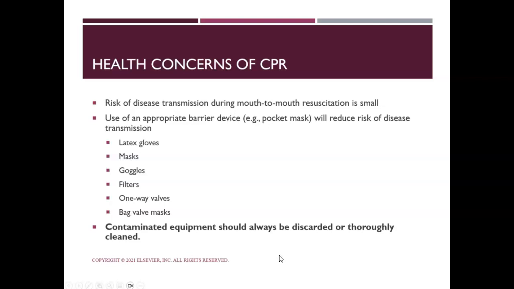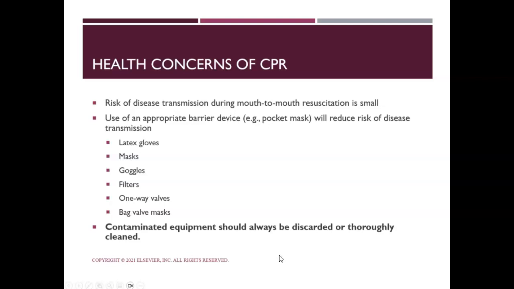So putting filters on your bags is another good way of protecting yourself and protecting the other people in the room. One-way valves on the bags are also helpful. And then finally, just making sure that you're throwing away contaminated equipment or cleaning it thoroughly.